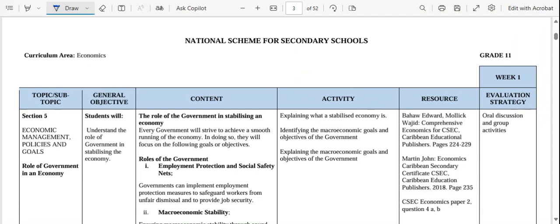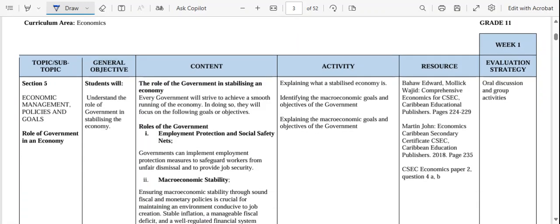Without further ado, we're looking into the curriculum area for economics, and we'll be looking into the role of the government in stabilizing an economy. Every government will strive to achieve a smooth running of the economy. In doing so, they will focus on the following goals or objectives: roles of the government, employment protection, and social safety nets. Governments can implement employment protection measures to safeguard workers from unfair dismissal and to provide job security.